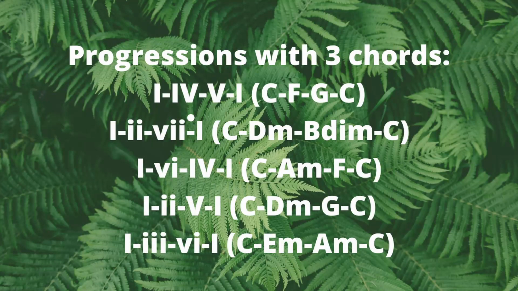On to progressions with 3 chords. Our first example is a 1-4-5-1 in the key of C, C, F, G, C. The 1-4-5 is possibly the most popular progression of all time. From classical music to rock music, you're going to hear this everywhere. Once you learn its sound, you'll start to recognize it in many songs that you hear, and of course many classical pieces as well.